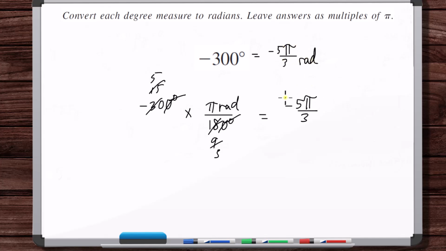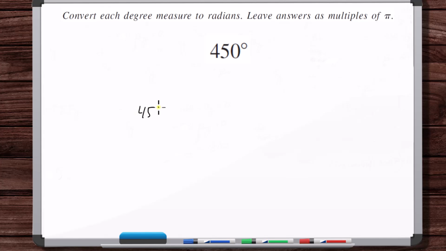And you could leave off the radian unit here, but to me here you'd want to put it. You don't have to, but you want to put it because you're showing you've gone from this to this. But it's personal preference. Okay, 450 degrees. There are 180 degrees for every pi radians.